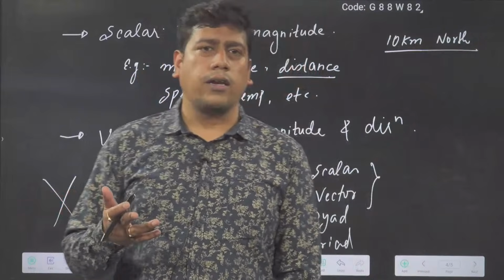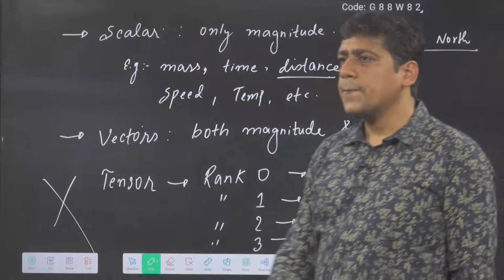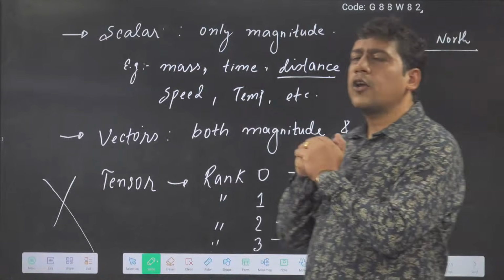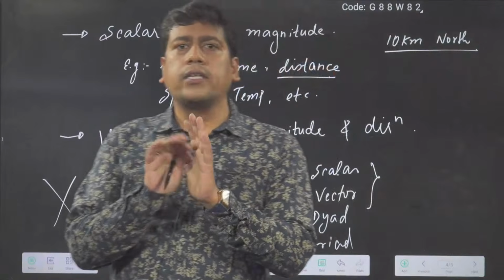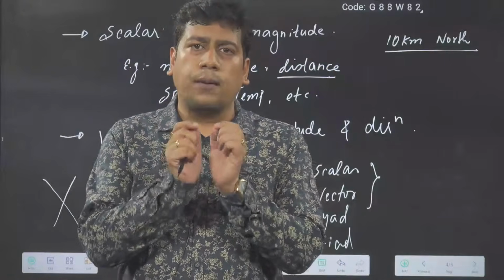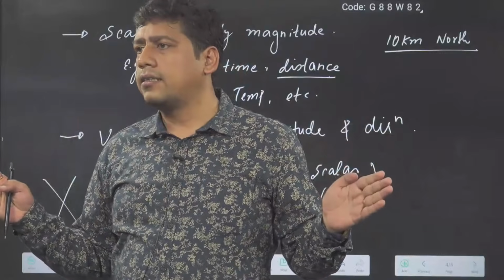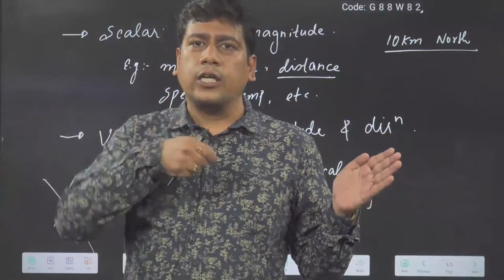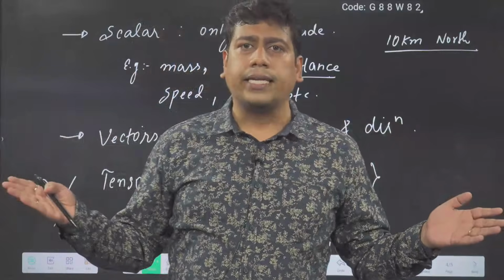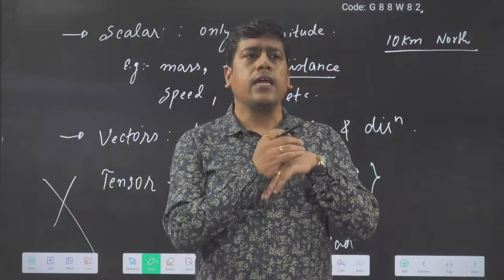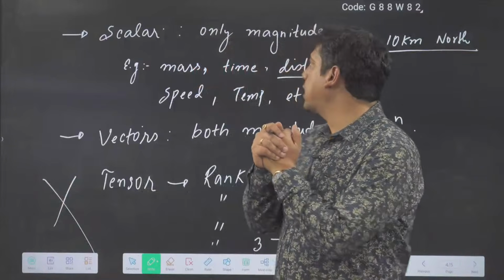Clear to everyone? Any doubt till here? So what is a scalar quantity? For defining those quantities, only magnitude is required. If you add direction to a scalar quantity, it will not make any sense. And for a vector quantity, both magnitude and direction are required.